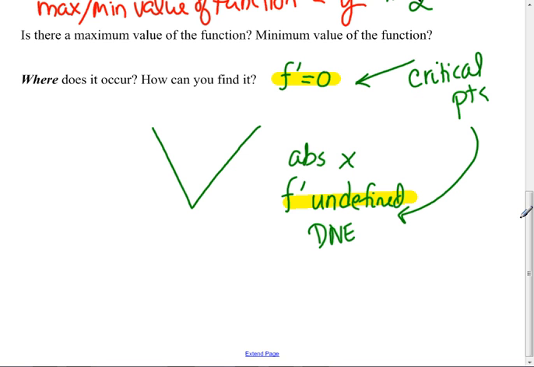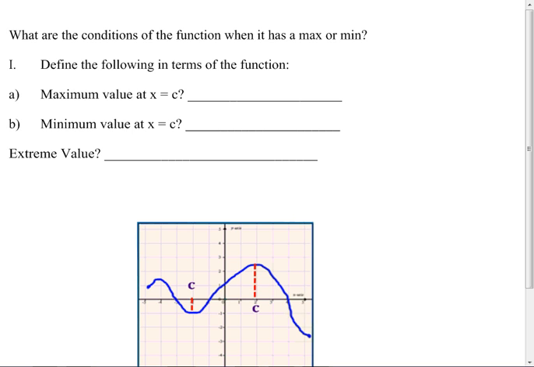What are the conditions for the function to have a max or min? That the derivative is 0 or the derivative is undefined. I'll do the guarantee in a second. Okay, ready to turn the page? This is more of a formality. It's just how you write this out in terms of mathematics. You're probably not going to really do much with this.